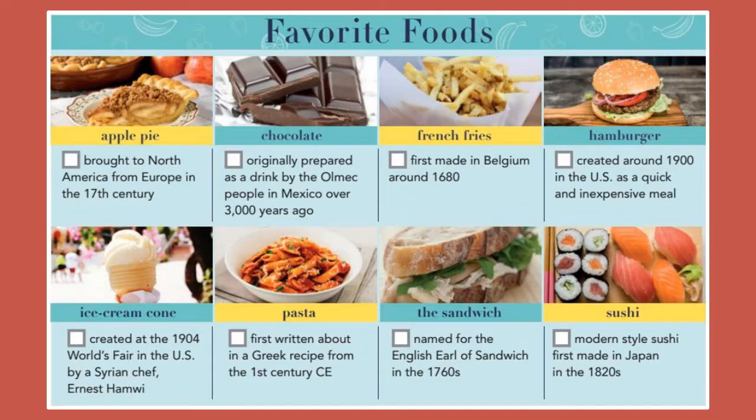Ice cream cone, created at the 1904 World's Fair in the US by a Syrian chef, Ernest Hamwi. Pasta, first written about in a Greek recipe from the 1st century CE. The sandwich, named for the English Earl of Sandwich in the 1760s. And sushi, modern style sushi first made in Japan in the 1820s.